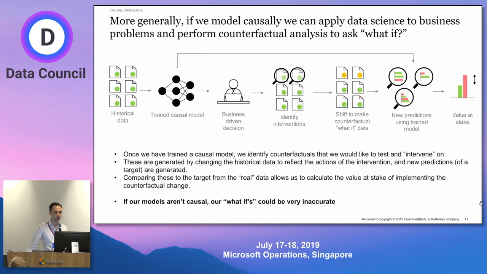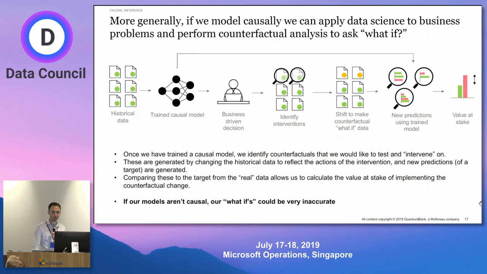This only works, though, if the model that we trained is actually causal. Because if we're making an intervention and it wasn't causal, then we'd be getting it potentially totally wrong. So our what-ifs could be very, very inaccurate. So this is my point about it being very important that we think about causality early on, or we get as close to it as we possibly can.